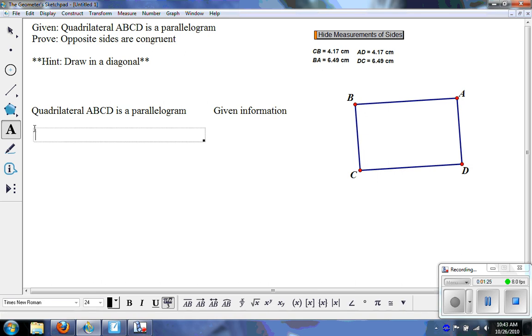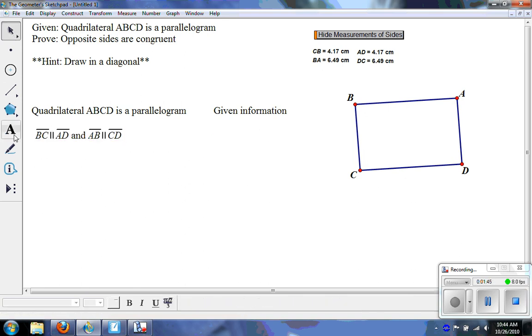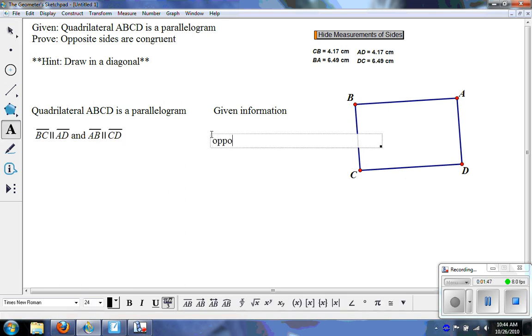With Sketchpad 5, you can actually click on segments and they will become hot text within your write-up. So I can say that segment BC is parallel to AD and that AB is parallel to CD. And then the reasoning is opposite sides are parallel in a parallelogram.